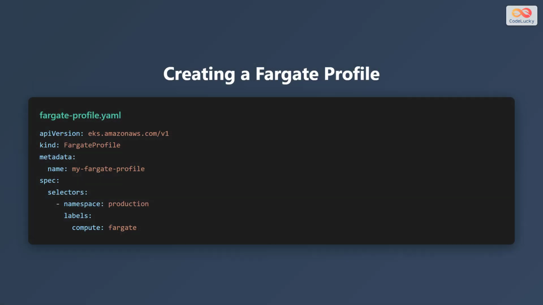Creating a Fargate profile is straightforward using a YAML configuration. The profile defines which pods will be scheduled on Fargate infrastructure. In this example, we're creating a profile named my-fargate-profile. The selectors section is crucial. Here, we specify that any pod in the production namespace with the label compute equals Fargate will run on Fargate.